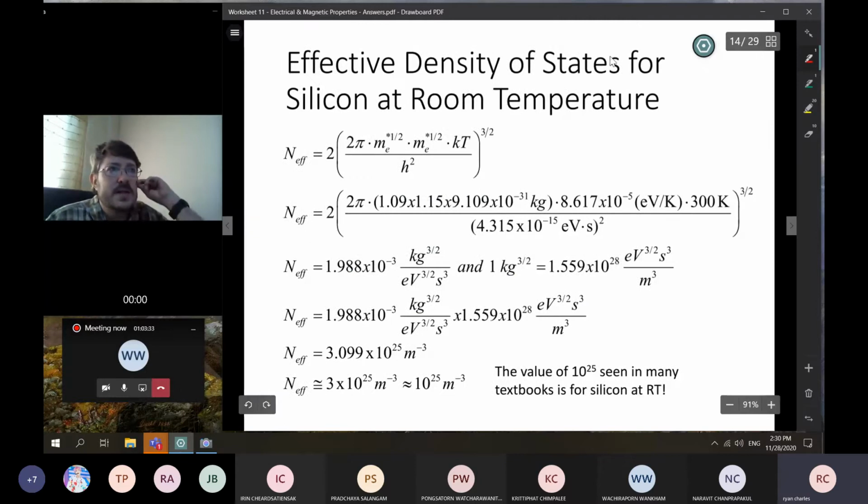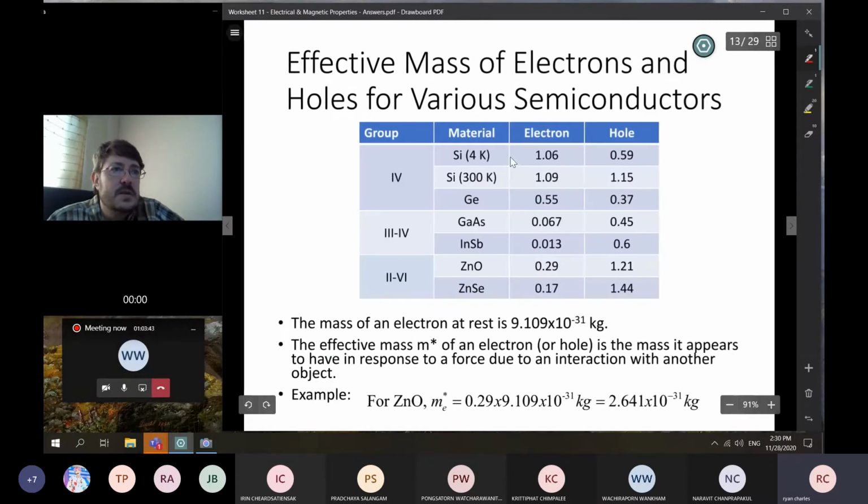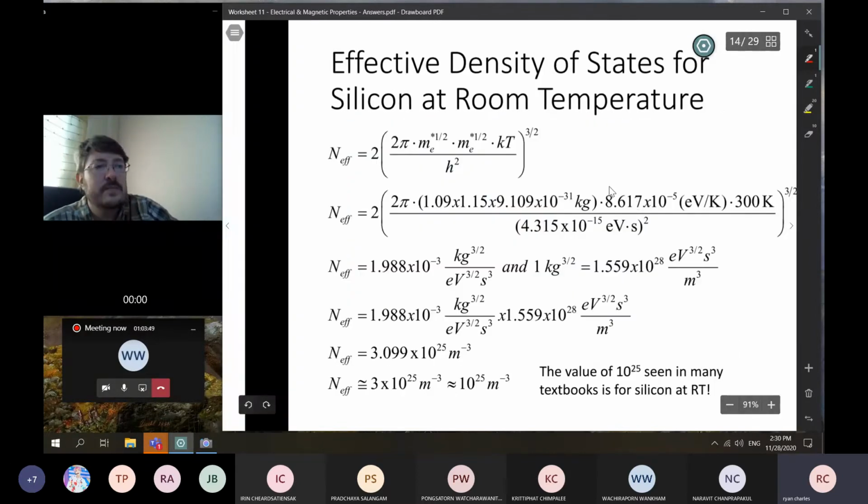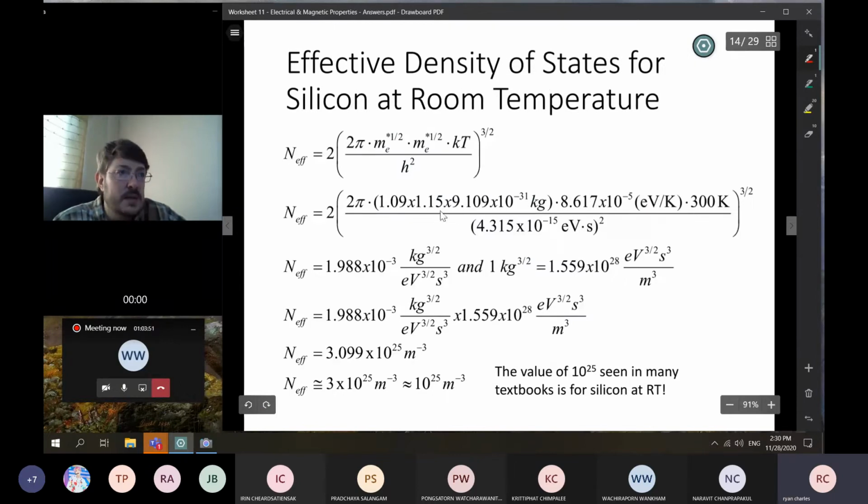And so we could go, okay, what's the effective density of states for silicon at room temperature? And we can dump in all of the numbers for silicon, right? So here's silicon, 300K, that'd be room temperature, 1.09, 1.15, right? 1.09, 1.15. And we get 3 times 10 to the 25 per cubic meter, or basically 10 to the 25.